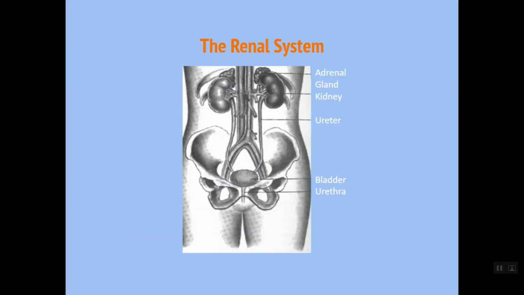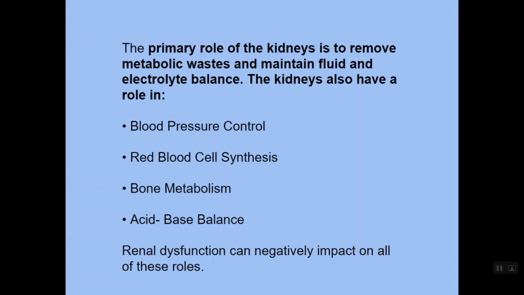So here we have the renal system. We have two kidneys, and above the kidneys are the adrenal glands. The kidneys are going to filter blood, make urine, and urine will be excreted from the kidneys into the ureter, where it goes to the bladder and exits via the urethra. The primary role of the kidneys is to remove metabolic waste and maintain fluid and electrolyte balance.